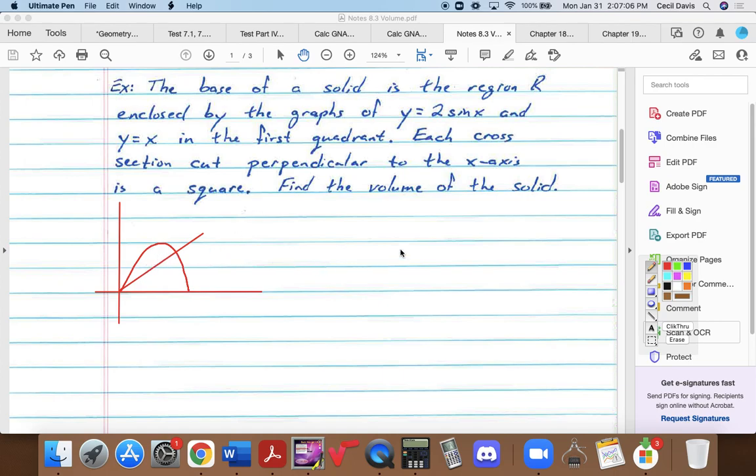Then it says each cross-section cut perpendicular to the x-axis is a square. So if we were to slice this way, this would be one part of a square. What part of the square would it be? It would be a side of the square. Okay. Yeah, it's not a trick question.